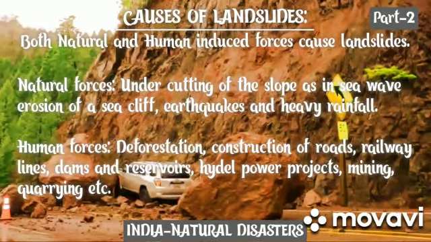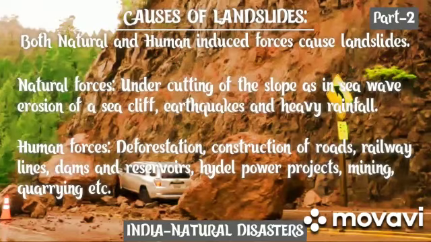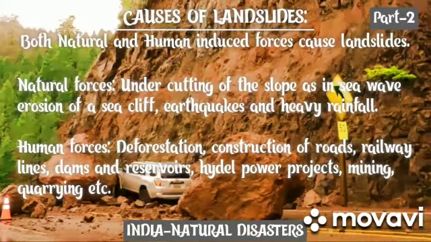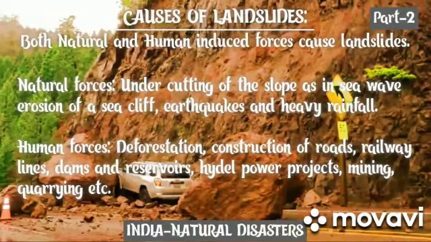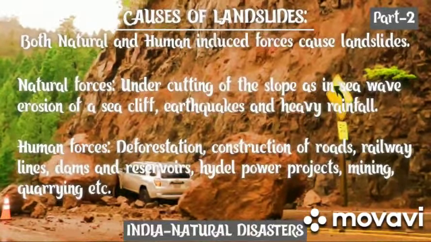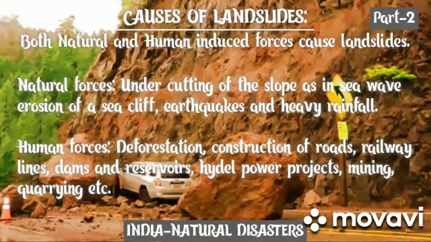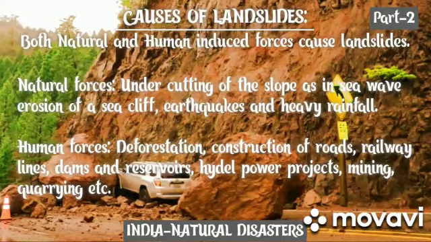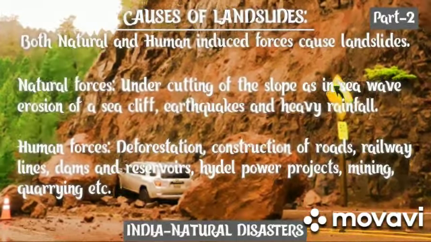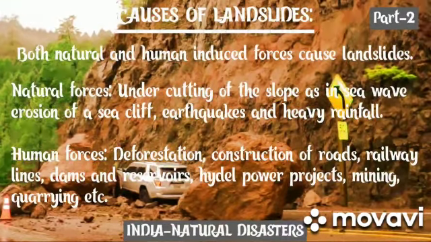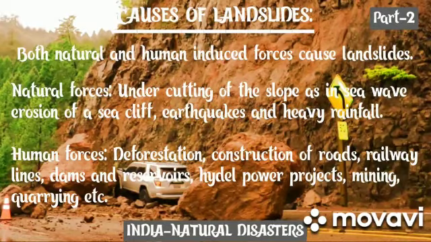Now, what are the causes of landslides? Once again, the causes of landslides are both natural and human forces. The natural forces involve the cutting of the slope, as in sea wave erosion of a sea cliff, earthquakes, and heavy rainfall. When an earthquake happens, landslides happen. When there is heavy rainfall, a portion of landmass slides down. Even sea wave erosion also causes landslides. These are the natural forces.